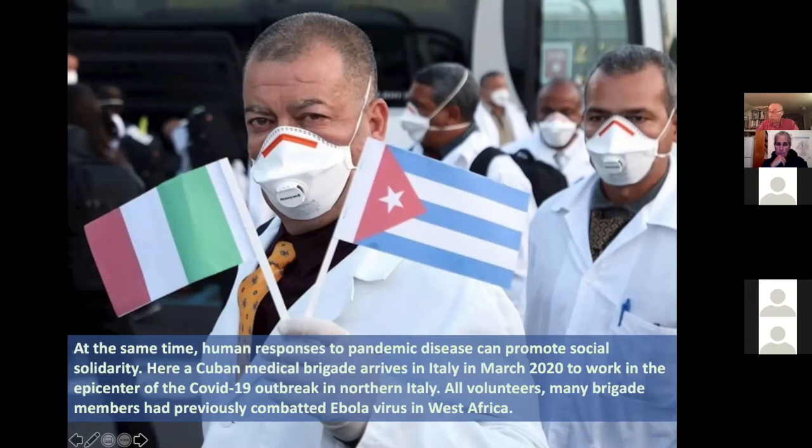in Cuba, the not only the ability to control the spread of COVID-19 in Cuba, but also the dispatch of volunteers to other parts of the world, including to Italy, when that was really the epicenter of the outbreak, and volunteers taking with them the experience of already having volunteered to respond to the Ebola outbreak in West Africa.